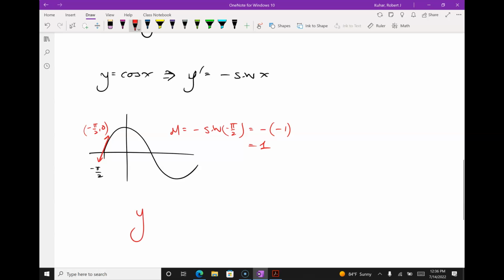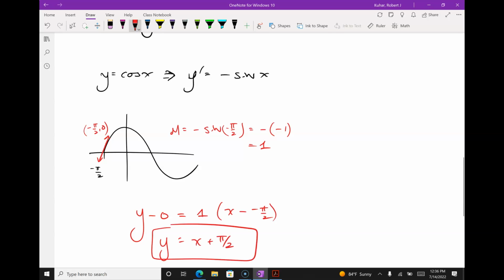So our tangent line is y minus 0 equals 1 times x minus a negative pi over 2. So I get y equals x plus pi over 2. That's my tangent line. Is everybody with me? Am I going too fast? We're okay.